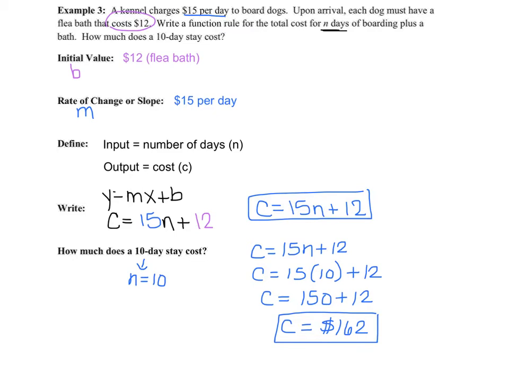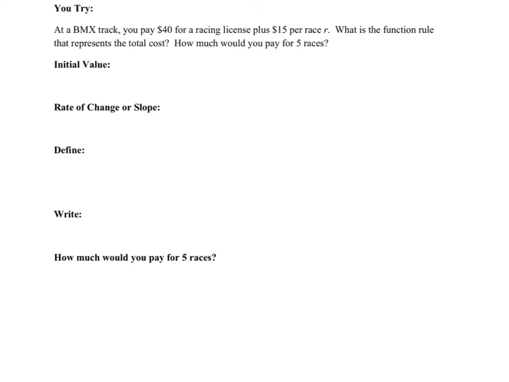So now what I would like you to do is the You Try section. Please read the problem, identify your initial value, your rate of change, define it, write it, and then answer the question, how much would you pay for 5 races? And we will discuss it in class. Thank you.